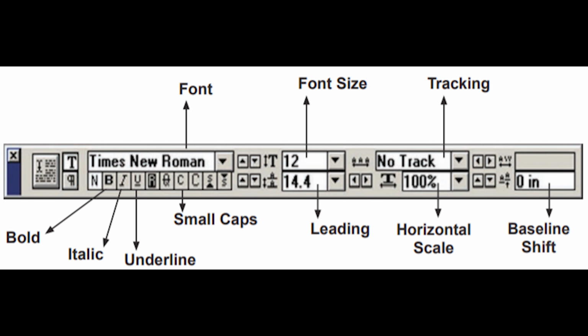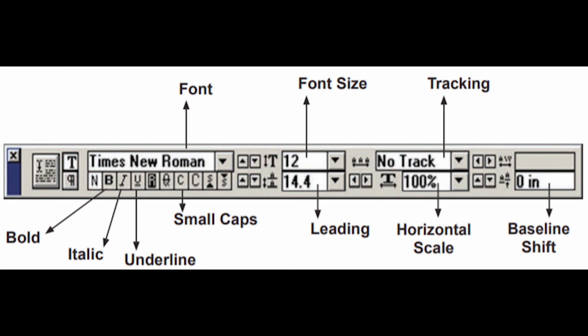In this palette we'll have the font style. Here they have given Times New Roman, and then the font size, here it is given as 12, right? That is the font size. And then tracking details, here they are giving no tracking, and then baseline shift, horizontal scale, leading, small caps, underline, italics, bold. These are the tools in the character control palette.